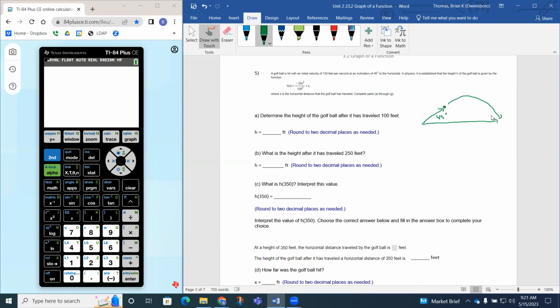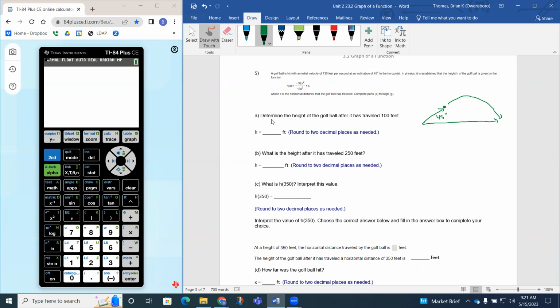So the initial velocity is 130 feet per second. If you ever watched somebody hit a golf ball, that's rather quick per second, not per hour or per minute for that matter.